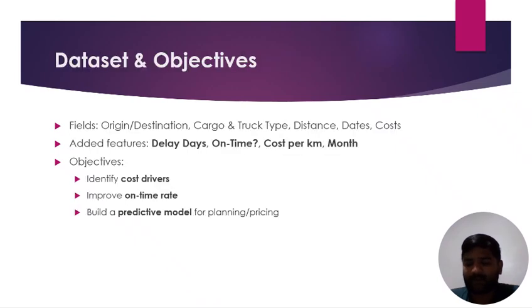Next slide. The database, which contains 17 variables such as origin, destination, cargo and truck type, distance and expenses, covers deliveries from October 2024 through February 2025. New features such as delay days, a cost per kilometer, a month, and an on-time indicator were added to help with the analysis. The three primary goals were to determine the main cost factors. The second one is to look for strategies to raise the on-time delivery rate, and the third one is to create a predictive model to enhance pricing and planning.